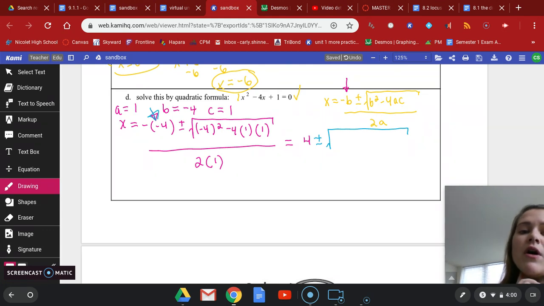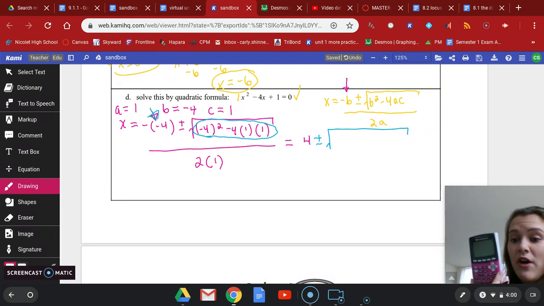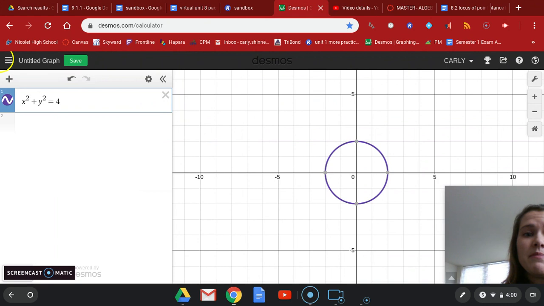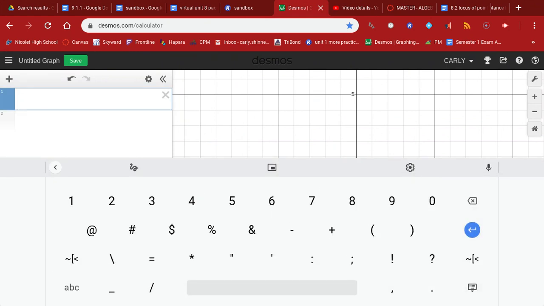Okay, now underneath the root is what I call a discriminant. Okay, so this is called a discriminant. I would calculate this first. So either in your calculator or Desmos, let's type this guy in. Negative 4 times negative 4 gives me 16. Minus 4 times 1 times 1.